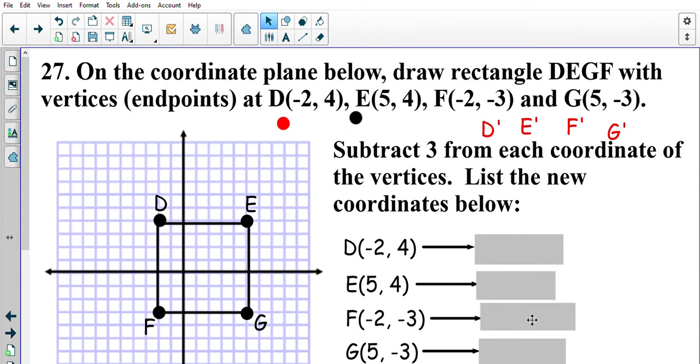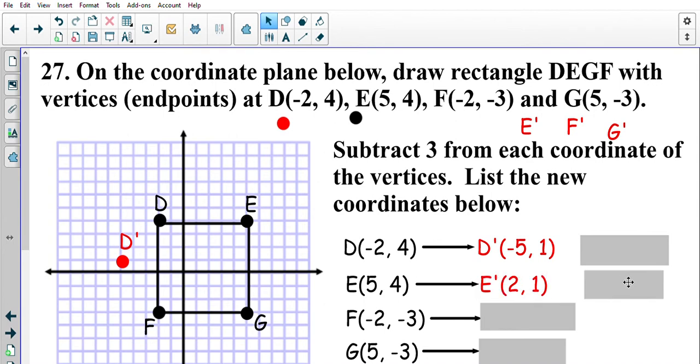So D was originally -2, 4. So subtract 3 from -2. -2 minus 3 is -5. 4 minus 3 is 1. So -5, 1. 1, 2, 3, 4, 5. -5, 1. That's D prime. E was originally 5, 4. Subtract 3 from each of those. 5 minus 3 is 2. 4 minus 3 is 1. So E prime is at 2, 1. It's going to be right here.